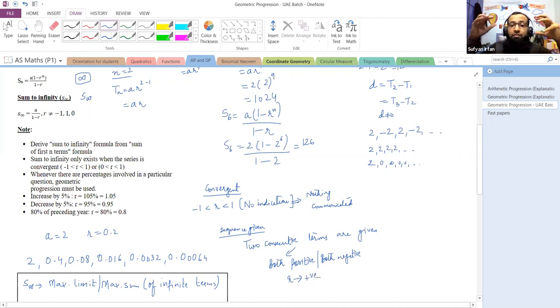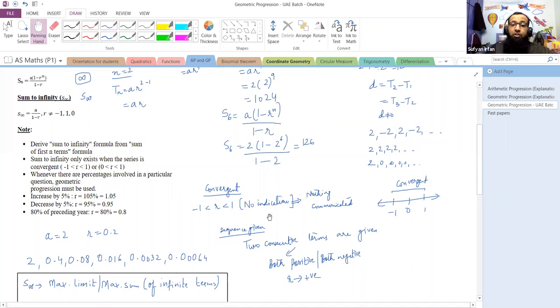So negative one to one is a very broad condition, right? If I draw a number line, negative one, zero and one. Now the convergent range is from minus one till one. This is the condition for a convergent series. And this condition will apply when no indication has been given by the examiner.